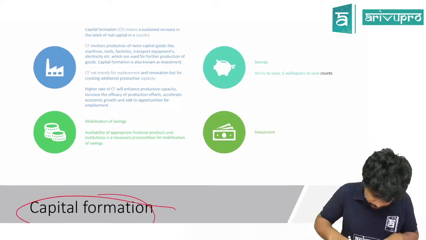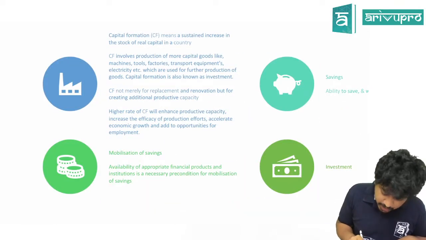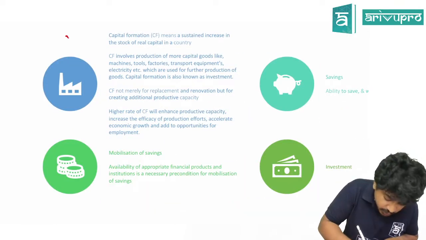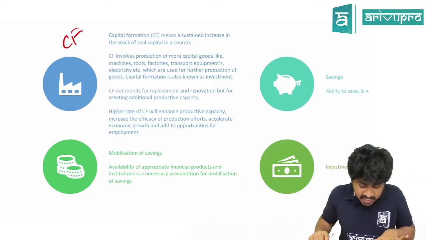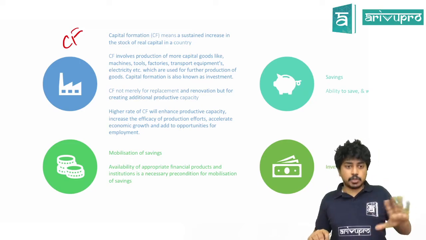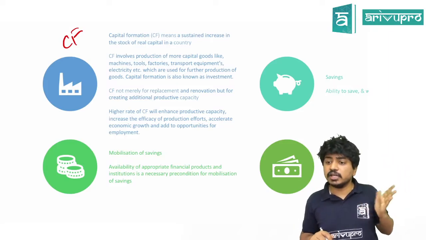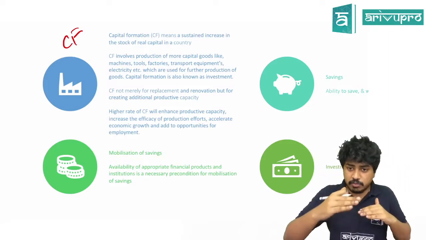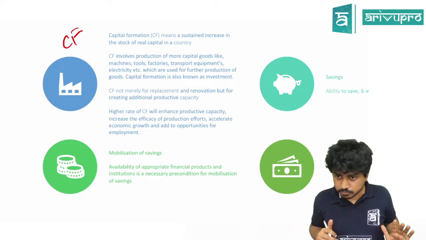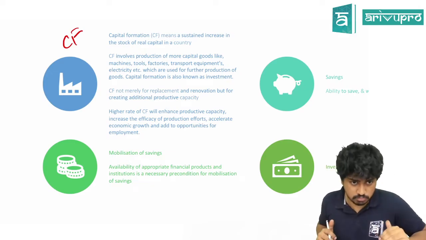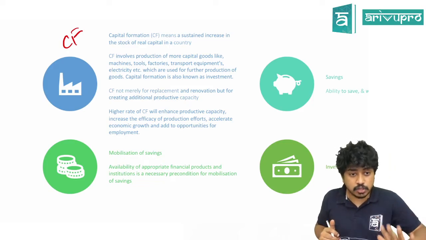Capital formation. What is capital formation? Let's read. Capital formation, I'm going to call it CF going forward. All okay with that? CF means a sustained increase in stock of real capital in a country. What does a sustained increase mean? An increase which you can manage. A managed increase. Normally you will score that much. That is what sustained means. A normal increase in the stock of real capital in a country.